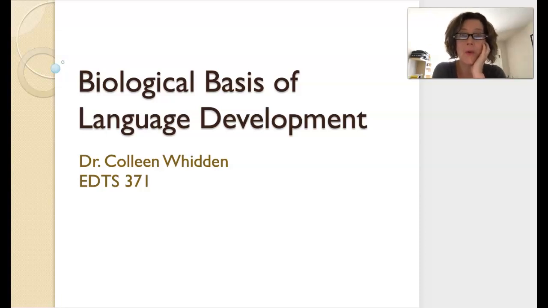So here we go. We're going to look at what is actually going on in the body to support language development, or to make language development actually physically possible.